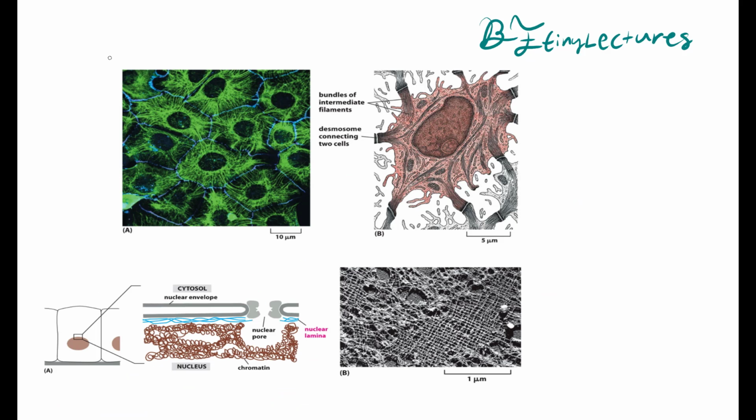We will now be talking about the intermediate filaments. The intermediate filaments, which I'll call IF, have the job of creating stable networks that withstand mechanical stress. Here we have the cytoplasmic intermediate filaments. These are often connected to the plasma membrane.